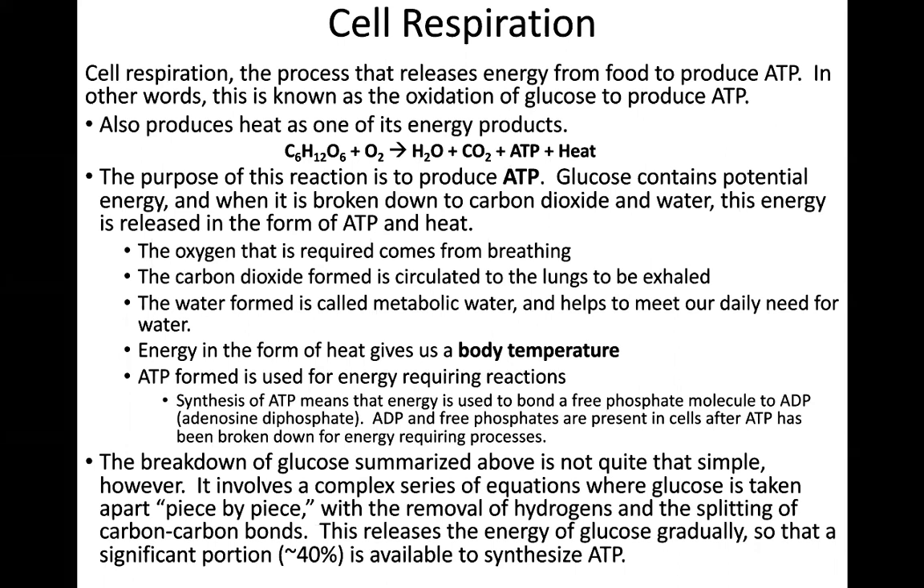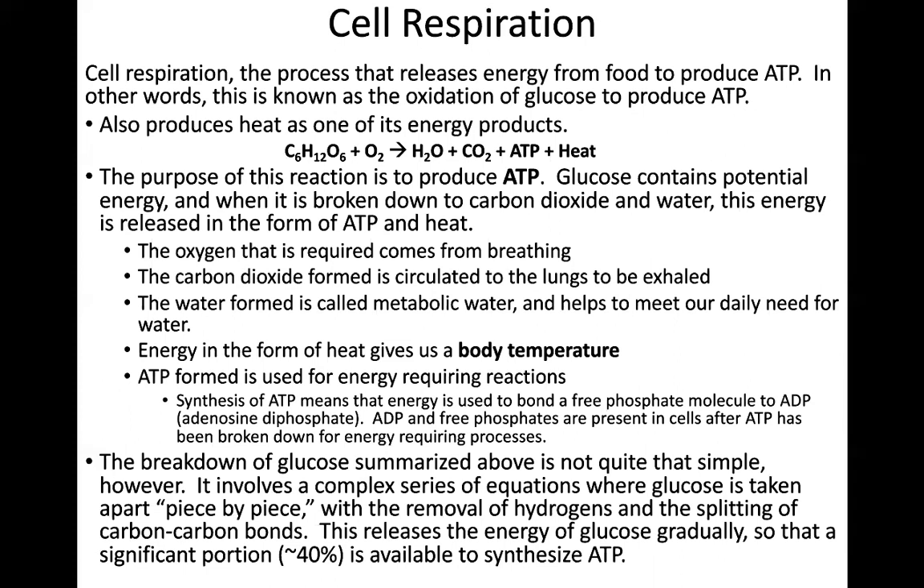Now, in order to synthesize ATP, it means that we must bond a free phosphate molecule to ADP. Once again, ADP is adenosine diphosphate, 2 phosphates. If you add a third, that makes ATP, adenosine triphosphate. Good thing is ADP and those free phosphates are very plentiful in our cells whenever ATP has been broken down for energy requiring processes. So when we use ATP, it's not like it's completely gone. What we're left with is ADP and Pi, inorganic phosphate, free phosphates. We can then just put it back together and make ATP from it.